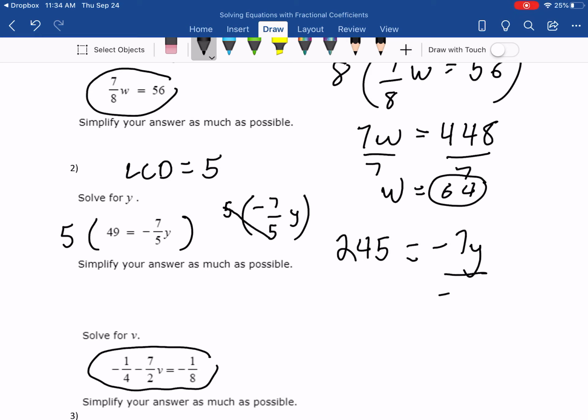And of course, we're going to divide each side by negative 7. So 245 divided by 7 is 35. And that's going to be negative 35.